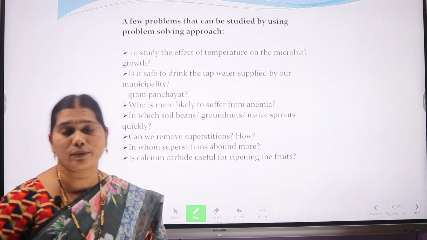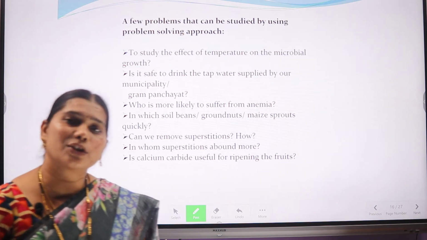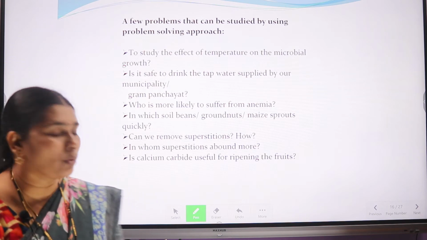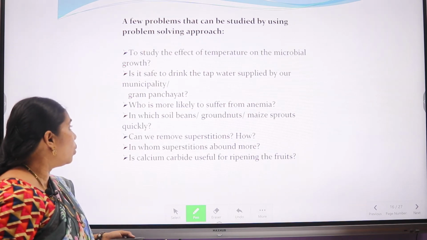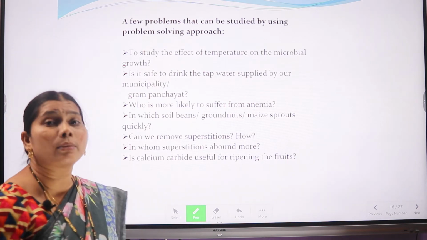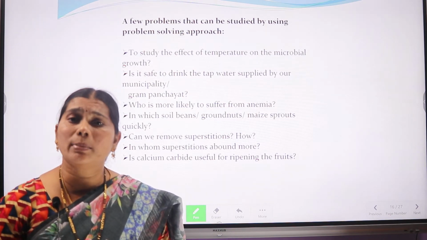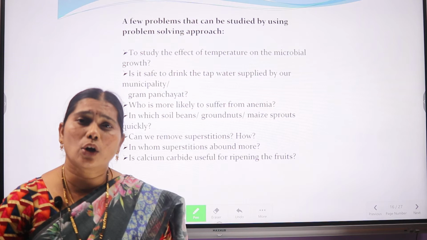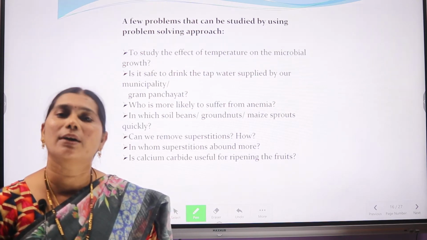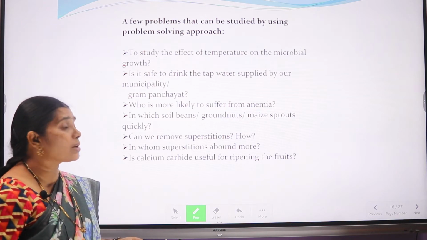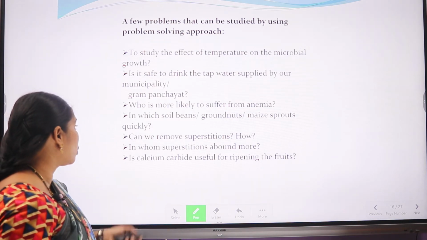Is it really safe? You can ask your students to take this problem and they are going to solve it out. They are going to bring it out. Okay. Then the next one is, who is more likely to suffer from anemia? Anemia is a common aspect which we could see among our students. So you can ask our students who are more likely to suffer from anemia. They can take up this problem.